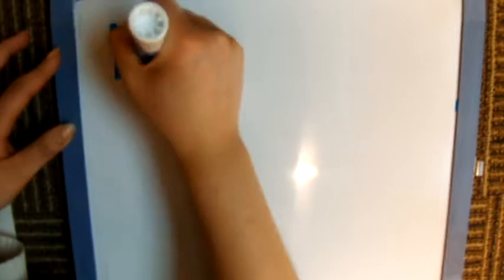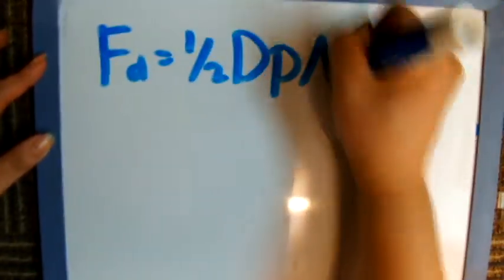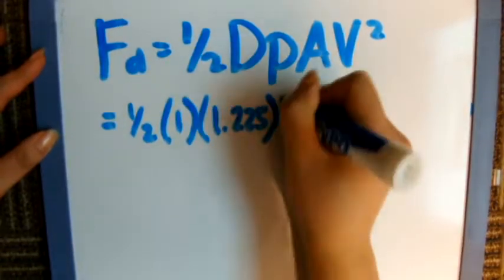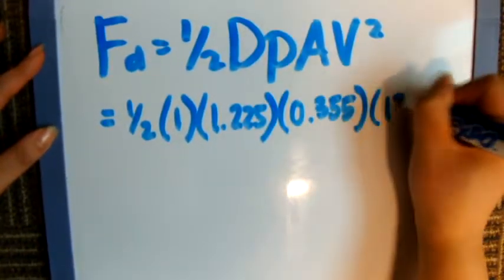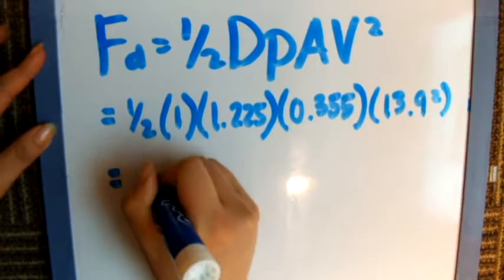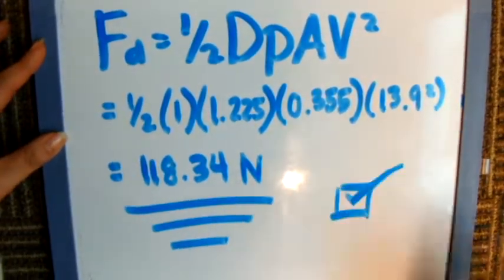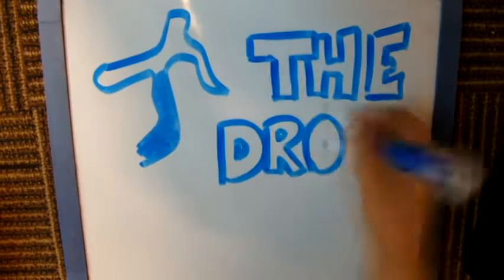By using predetermined values for drag coefficient, velocity, and density of air at sea level, the drag force of this position can be calculated as follows. As we can see, the drag force required of the biker at this position is approximately 118.34 newtons.